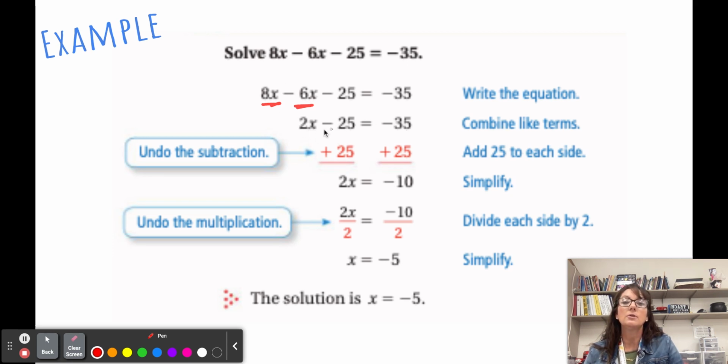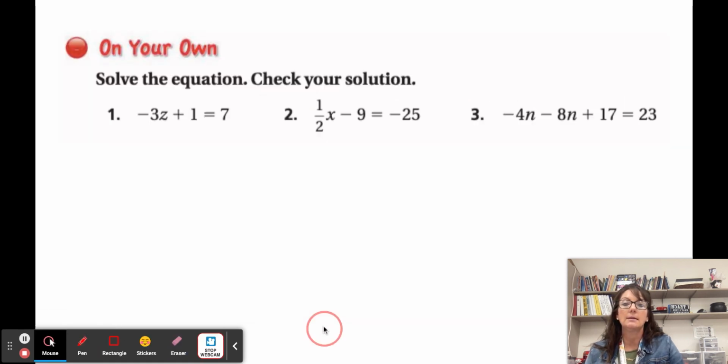We will use the inverse of subtracting 25, so we will add it to both sides. Then we want to undo this multiplication, so we'll divide by 2. Again, if you check your solution, you will always know that you're right. Okay, so let's get started.